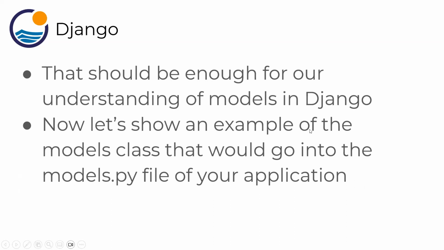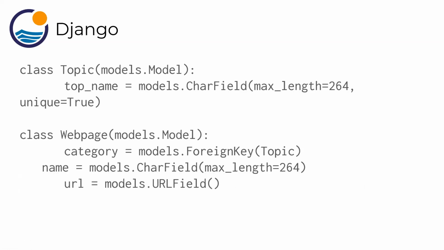Now let's show an example of the models class that would go into the models.py file of your application. So how to write models? We write it this way. First we write class, meaning topic, and it will take models.Model. These are the fields, and topic name is models.CharField. This is the character type field, and maximum length is 264, and it will be unique, meaning it is primary. Then we will create the web page models.Model. Here category is models.ForeignKey, and name is models.CharField. This is the name and this is the URL.